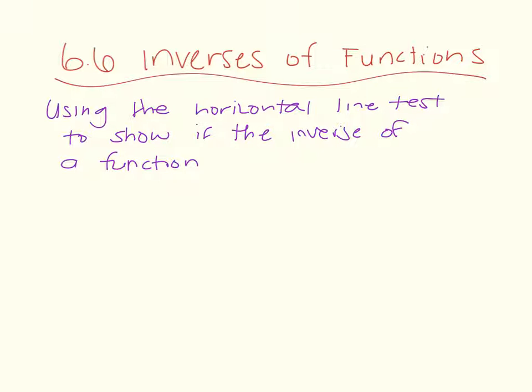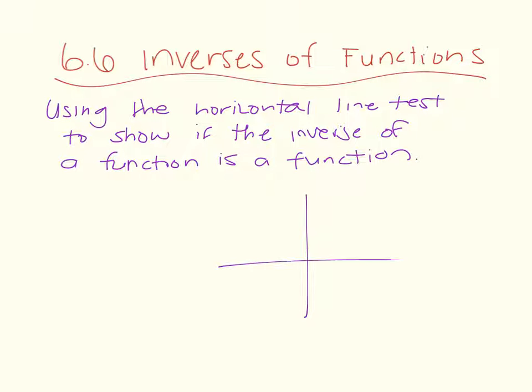Wait, when do you use the vertical one? To see if something is a function. So you won't need it. So if I gave you a graph, if you wanted to see if that graph was a function, you'd use the vertical one. If it's asking if the inverse of that function is a function, which is what it's going to ask, that's when you use the horizontal line test.